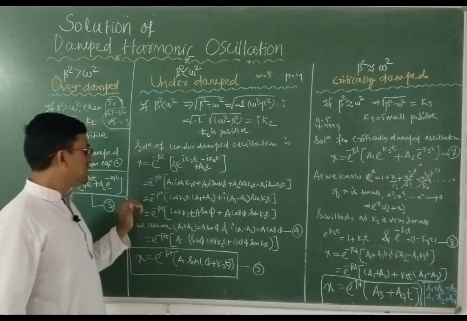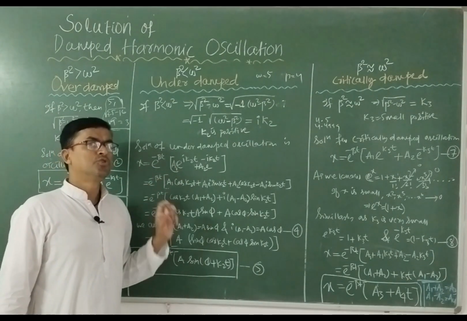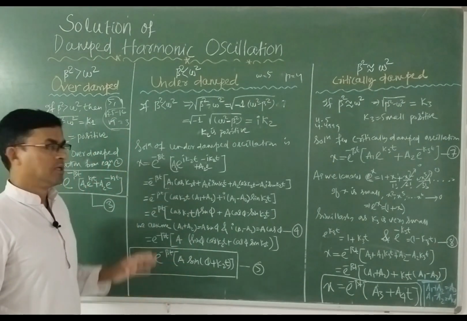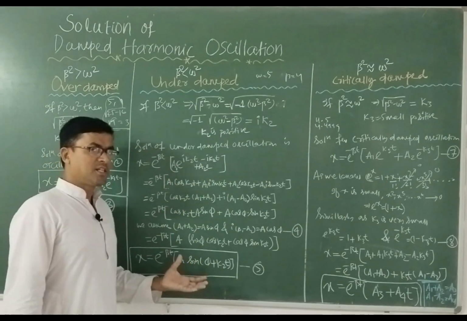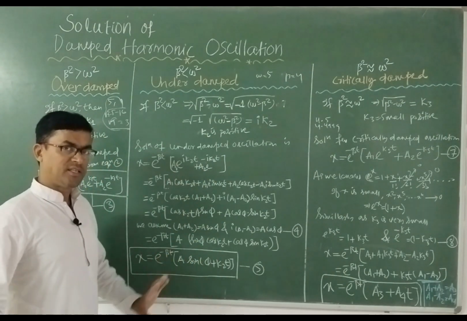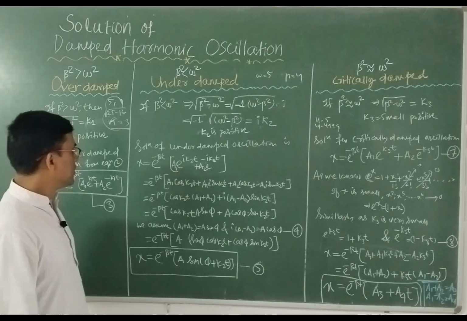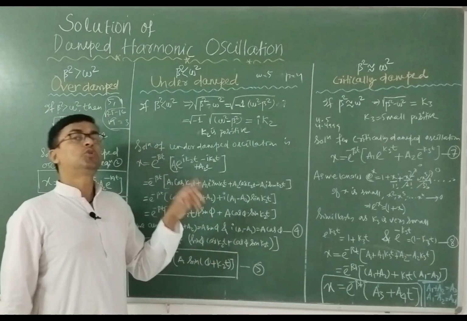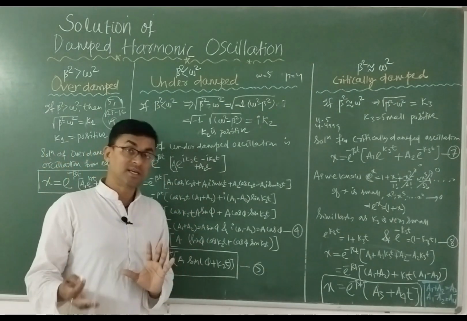But the thing is, here the terms are in imaginary form, so it will be difficult for us to connect this solution with real life problems. Therefore, we have to simplify this a little so that we find a nice solution that we can analyze further. Here e to the power i theta we know is cos theta plus i sin theta, and e to the power minus i theta equal to cos theta minus i sin theta.